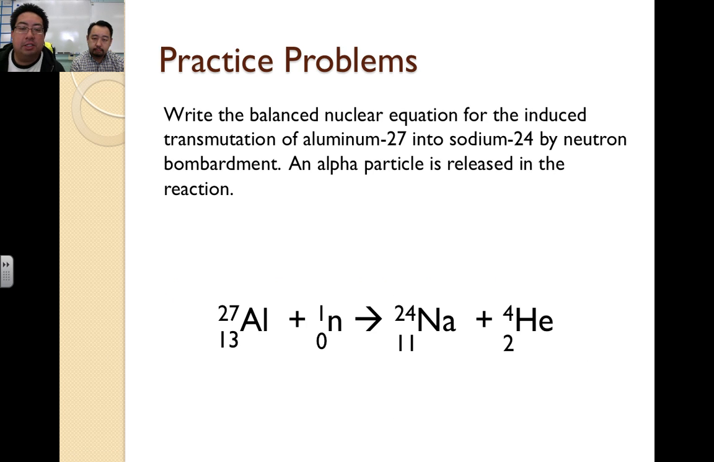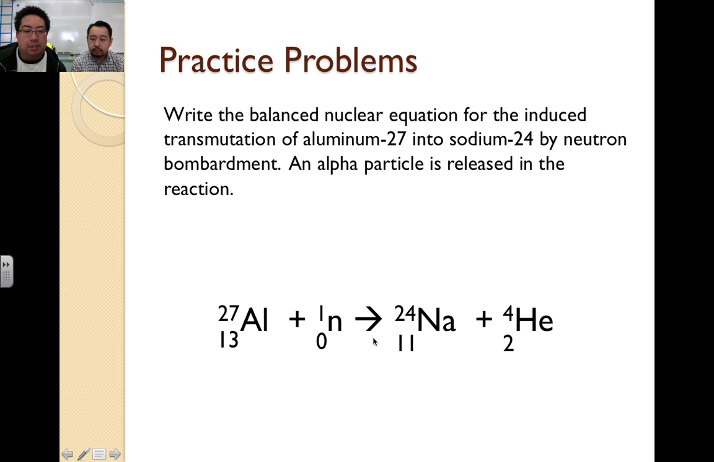In terms of practice problems, if we're going to ask you to write out a transmutation reaction, this is kind of what it would look like. Let's say we had aluminum-27. Remember, the 27 refers to the mass number, and so we have two isotopes. This is what we're starting with. This is what it's changing into, and neutron bombardment means that's what we're hitting it with.